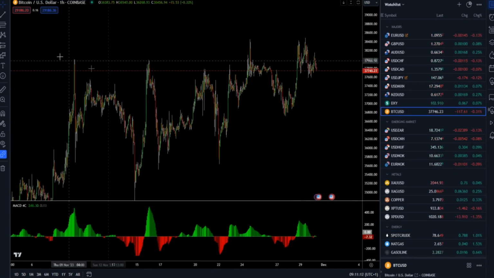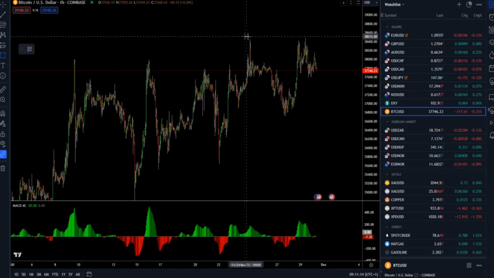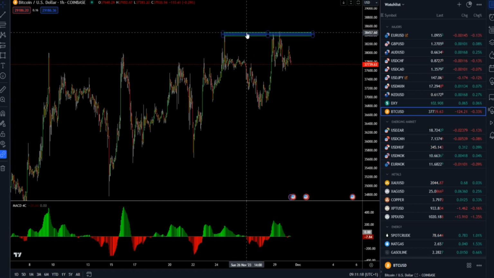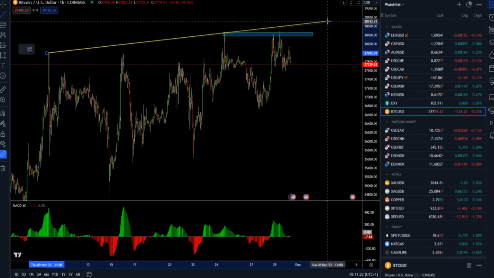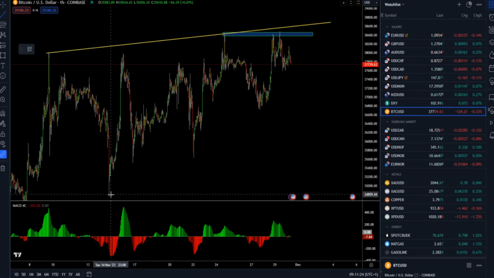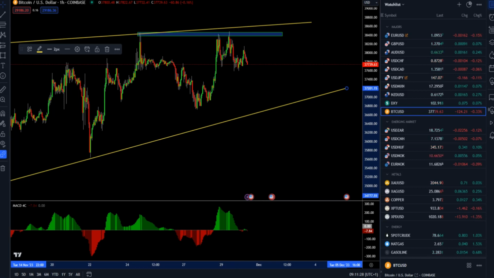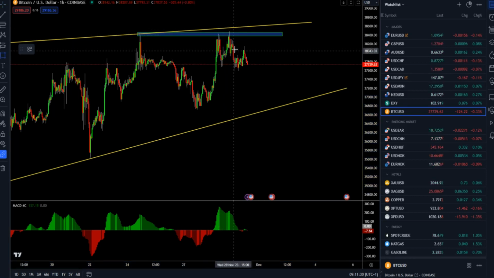And speaking of Bitcoin, we can see that we don't have a break and hold above this key resistance at 38,500. This is a pretty significant resistance, so we still don't have a major breakout. In fact, we actually had some double top and more sellers are coming at this point.